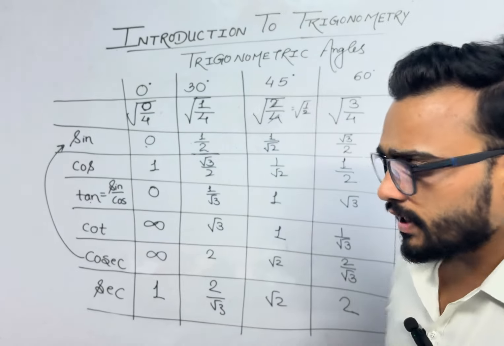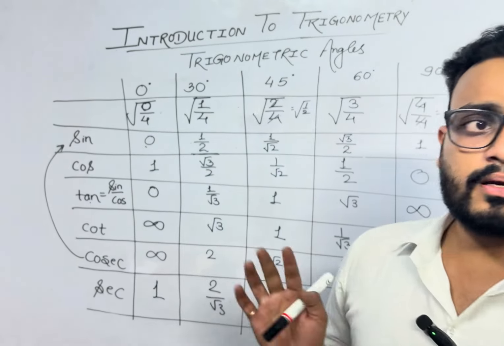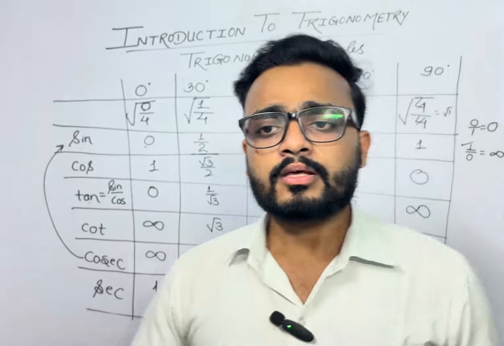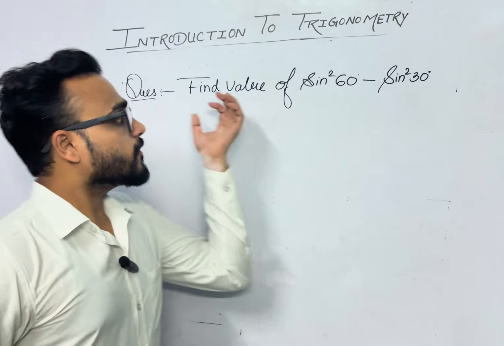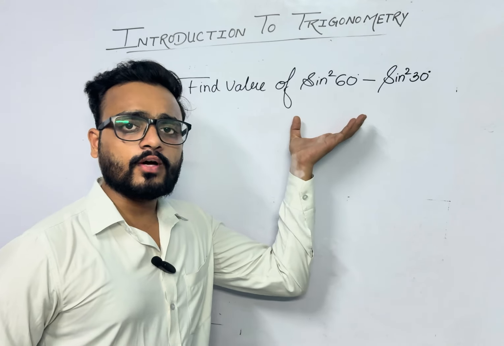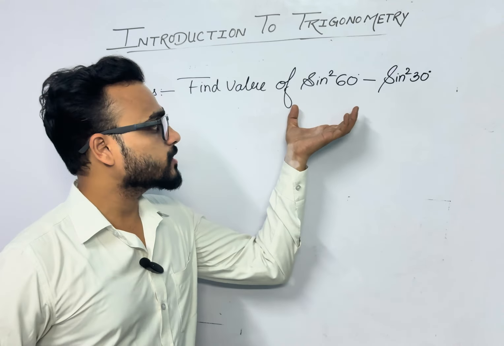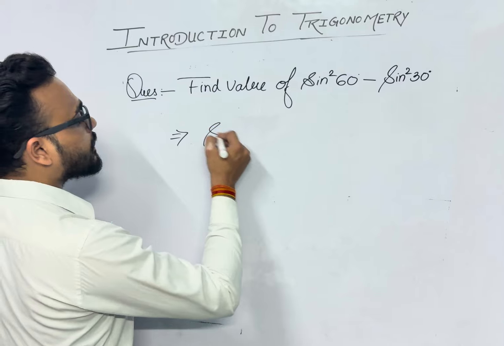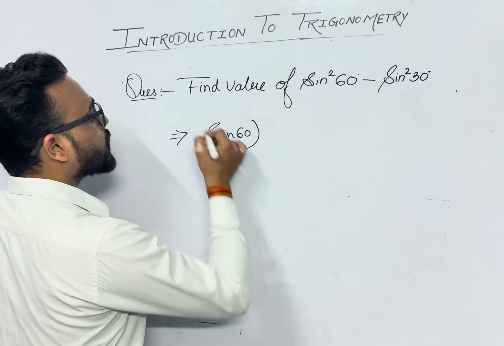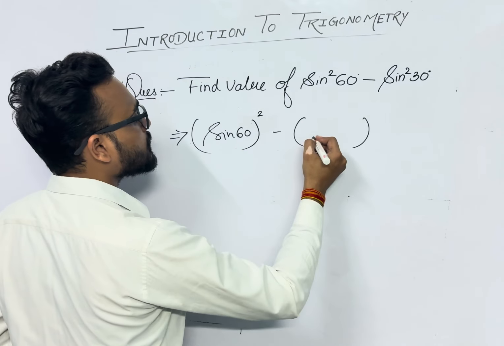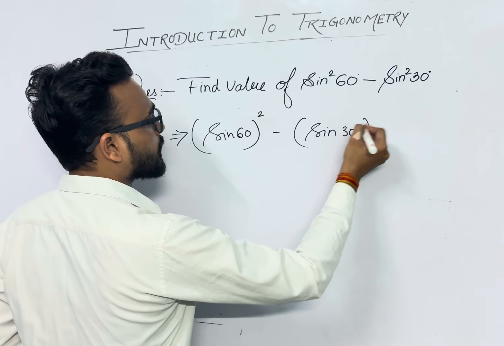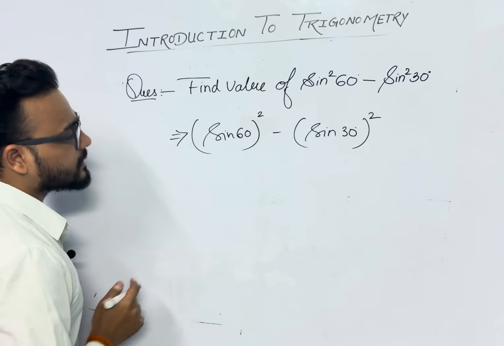After that, we took some examples related to these trigonometric angles to clarify our concept. Here we have a question: we have to find the value of sine square 60 minus sine square 30. How do we find it? We have to write it as the square of sine 60 minus the square of sine 30.